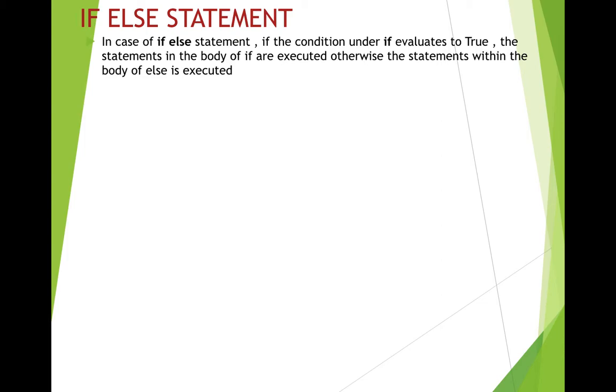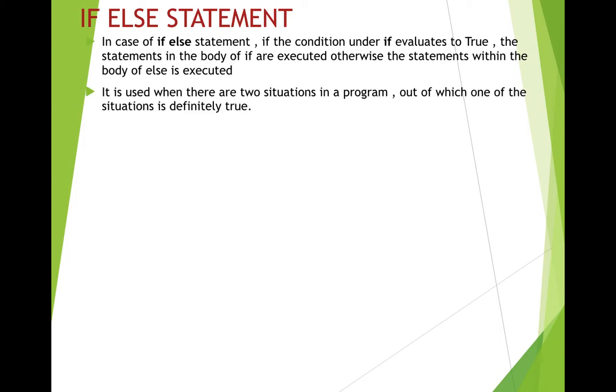Otherwise, the statements within the body of else are executed. So if the condition is true, whatever is written within if will be executed, and if it is false, then whatever is written within the else statement will be executed. It is used when there are two situations in a particular program, and out of the two situations, one definitely must be true. Let's try to understand with the help of a flow chart.